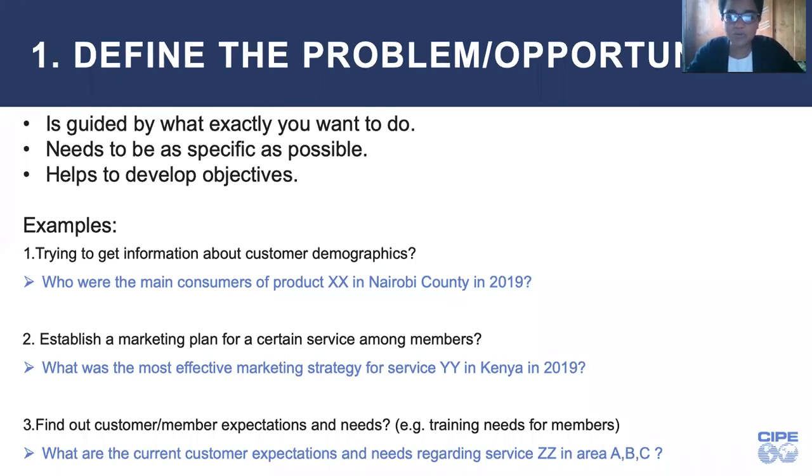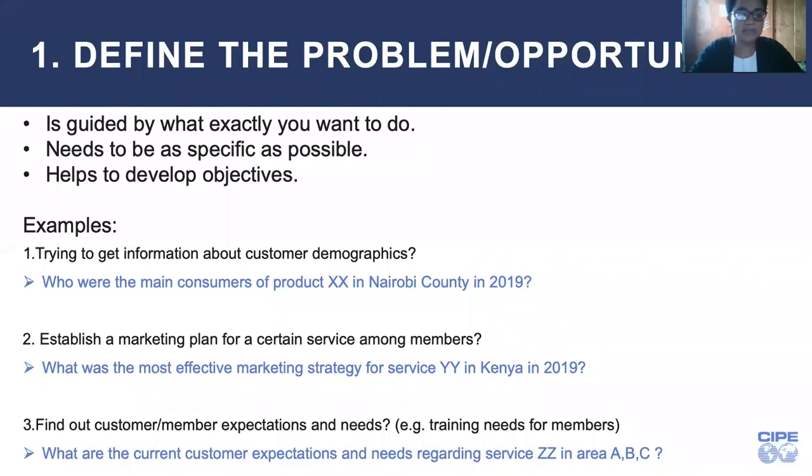I've just given, in blue, some examples of research questions or problems that you can define. For example, if you're trying to get information about customer demographics, your question would be something like, who are the main consumers of product X in Nairobi County in 2019? So you see, you've defined the actual product, where exactly your target is, and in which period. This specific question targets previous experience, 2019, and then you want to use that data to see if you can tailor-make something within your business for 2020.